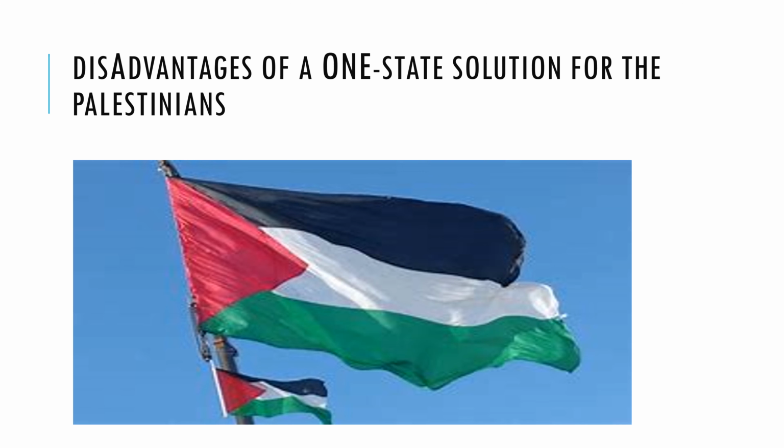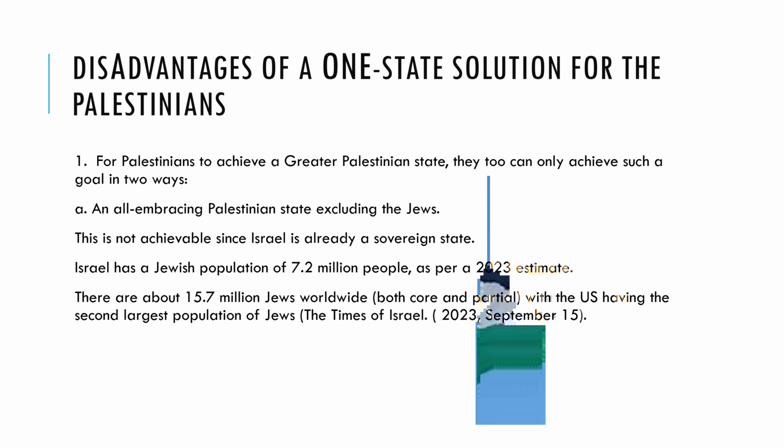This is the Palestinian state flag. Now, let's look at the disadvantages of a one-state solution for the Palestinians, since we've just finished the one for the Israelis. Again, the disadvantages of a one-state solution for the Palestinians.